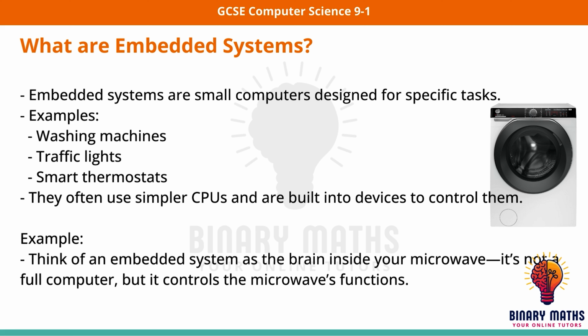Examples of embedded systems include washing machines, traffic lights, smart thermostats. Think of an embedded system as the brain inside your microwave. It's not a full computer, but it controls the microwave's functions, like setting the timer or adjusting the power level. Embedded systems often use simpler CPUs because they only need to do one job really well.